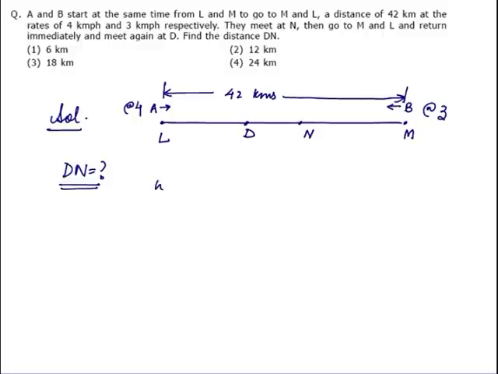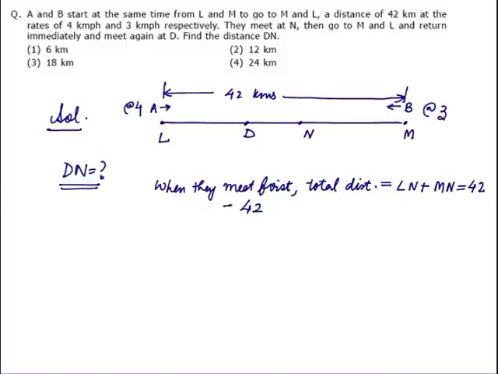Let's get cracking. When they meet for the first time, we will have to remember that the total distance traveled is equal to LN plus MN, which is actually the whole distance, 42. Then they go to M and L. So that means they again cover a distance of how much? 42. And then they return and meet at D.